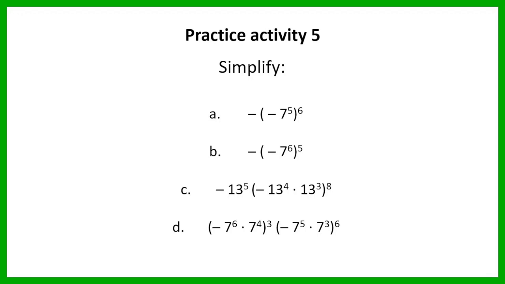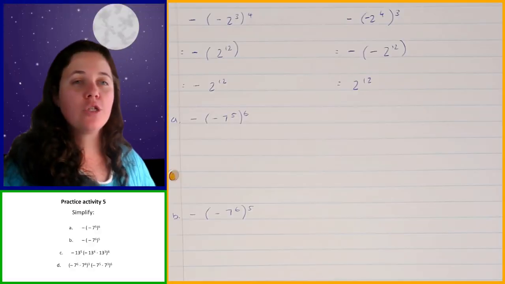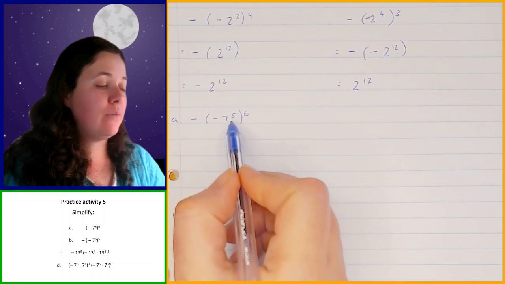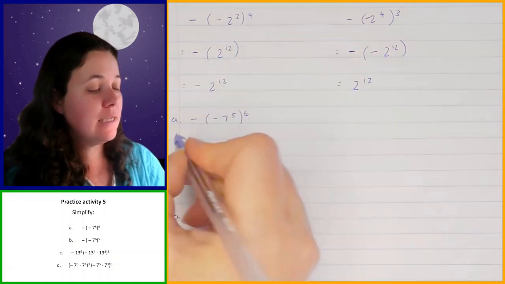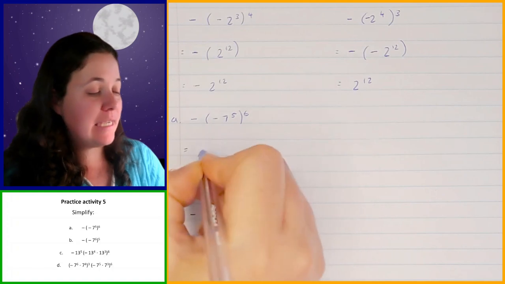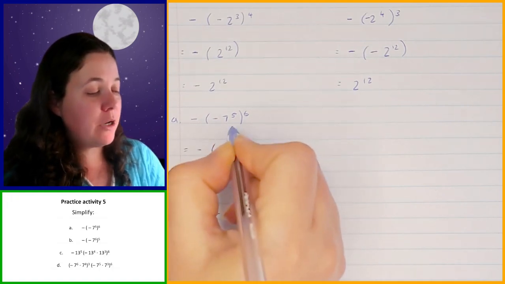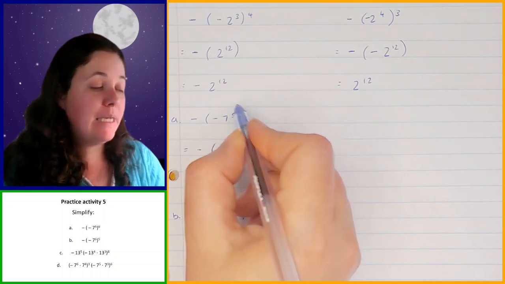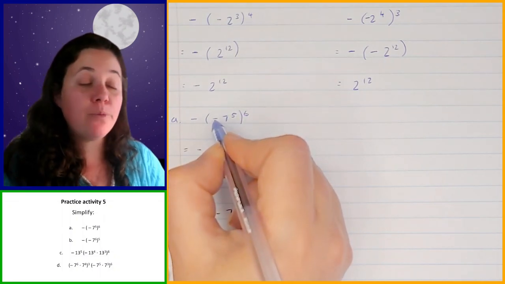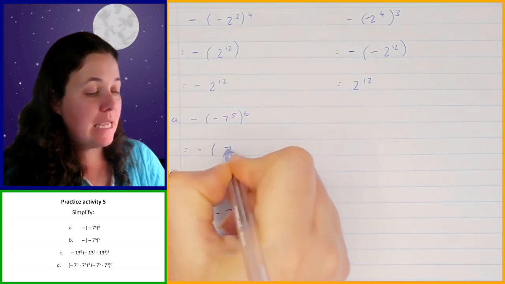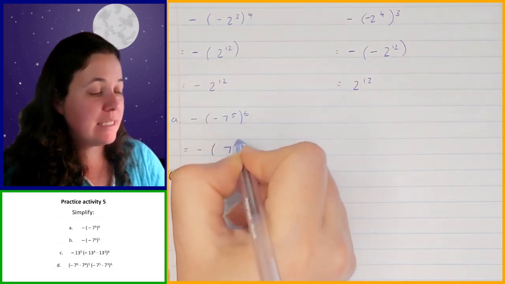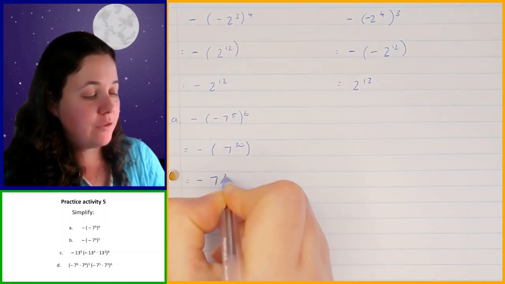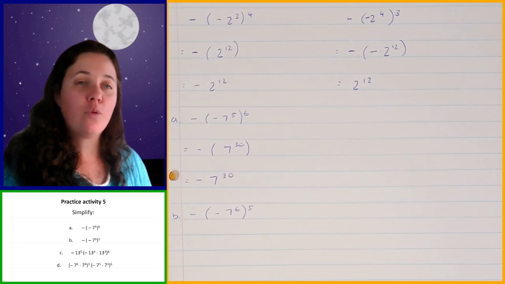Okay, so let's go through those examples. In question A, we had negative, and then negative 7 to the power of 5 in brackets to the power of 6. First, this negative is going to stay as it is. Then for the negative 7 to the power of 5 to the power of 6, that power of 6 is even, which means that this negative over here is going to change to positive. I keep the base the same, 7 to the power of 5 times 6 is 30. That just gives me negative 7 to the power of 30. So that's what we should have got for question A.